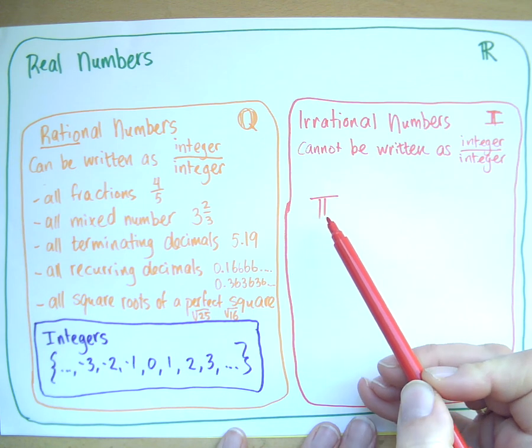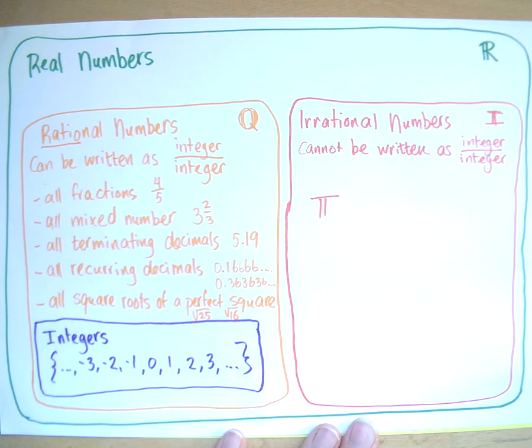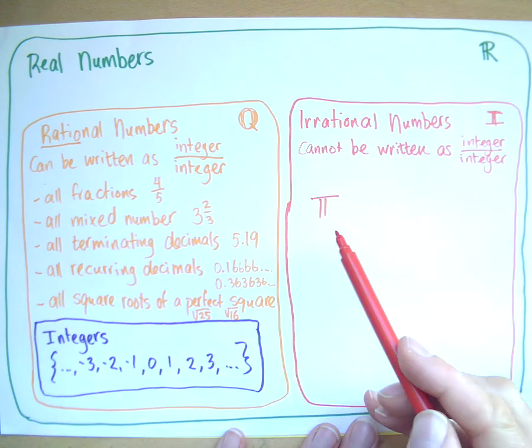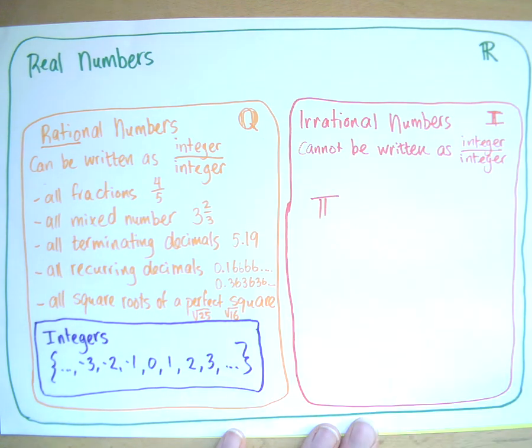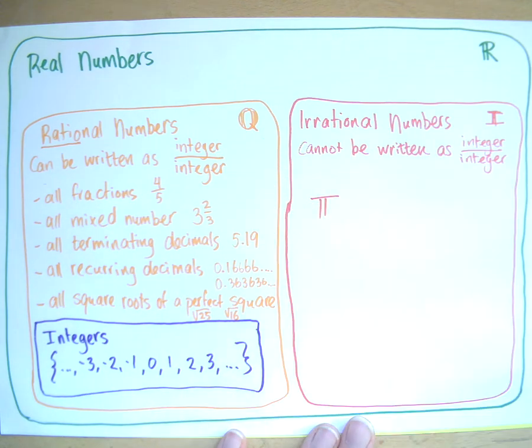Some people say pi is 22 over 7? That's an approximation. It's not exact. So pi can only be written exactly by writing the actual symbol. It can never be written as an integer over an integer.